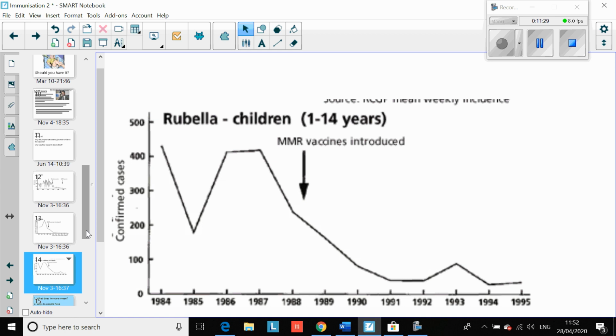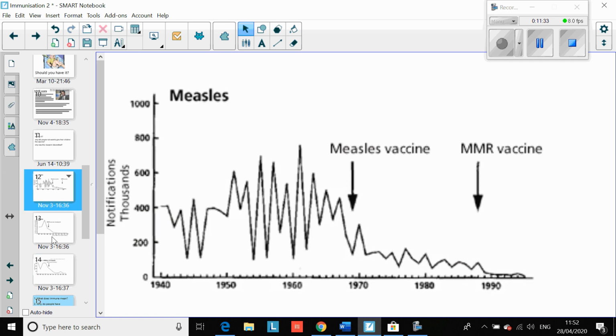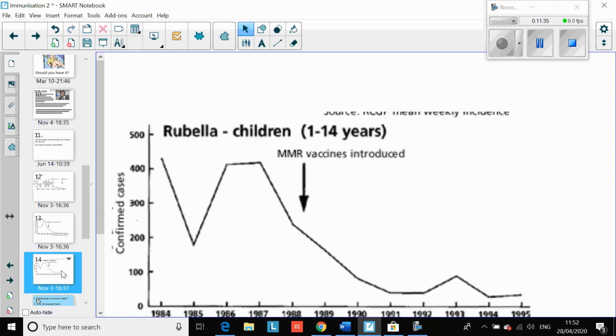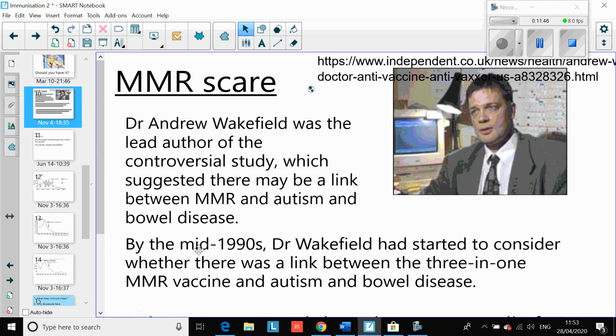Okay, so most of you can probably realise what MMR stands for: measles, mumps, rubella. Okay, so it's a vaccine against all three. Look what happened to the rates of rubella around about 1993, when a certain Dr. Wakefield was writing up or doing his research into this.